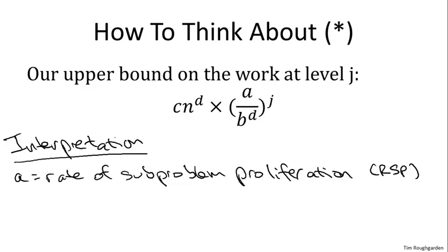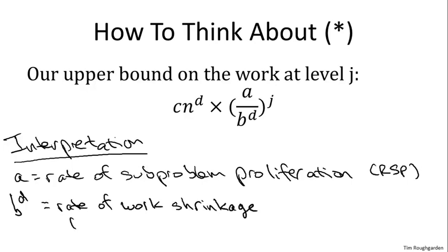So these are the forces of evil. This is why our algorithm might run slowly, is because as we go down the tree, there are more and more subproblems, and that's a little scary. The forces of good, what we have going for us, is that with each recursion level j, we do less work per subproblem. And the extent to which we do less work is precisely b to the d. So I'll abbreviate this rate of work shrinkage, or this quantity b to the d, by RWS.